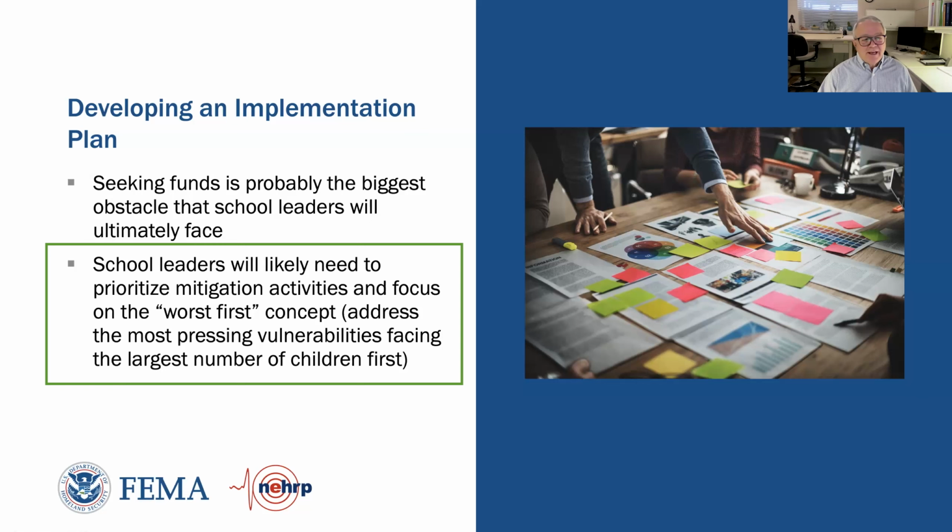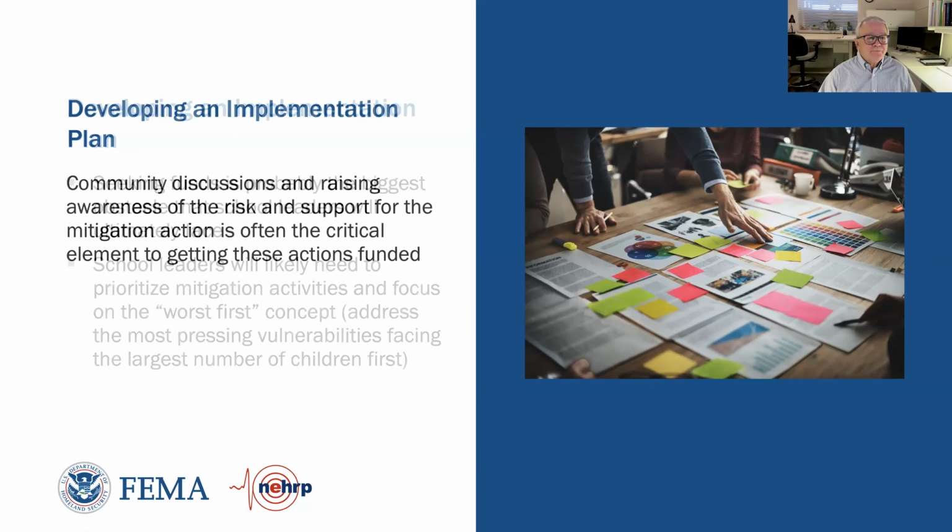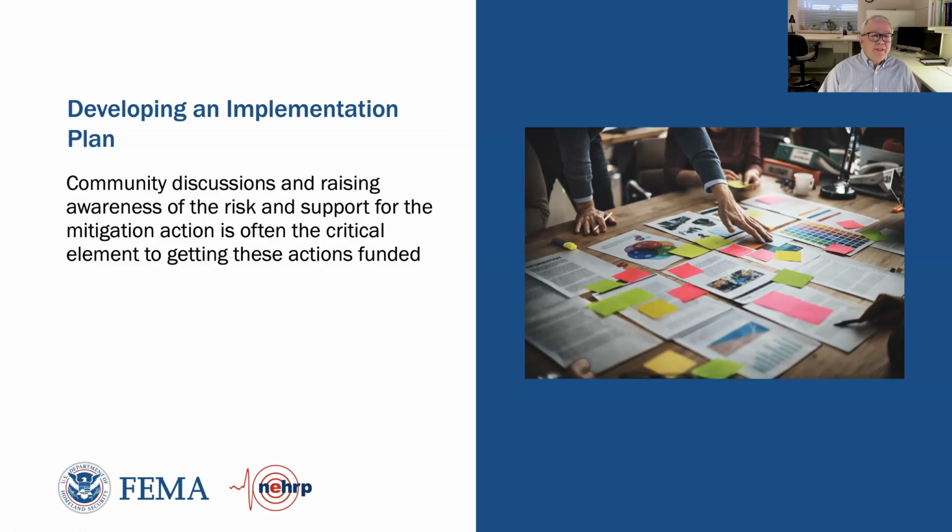School leaders will likely need to prioritize mitigation activities and focus on the worst first concept, addressing the most pressing vulnerabilities facing the largest number of children first. And we'll need to have community discussions and raise awareness of the risk and support for mitigation action. It's also a critical element to getting these actions funded. We'll speak more to that in the whole community module, which is later in this series.